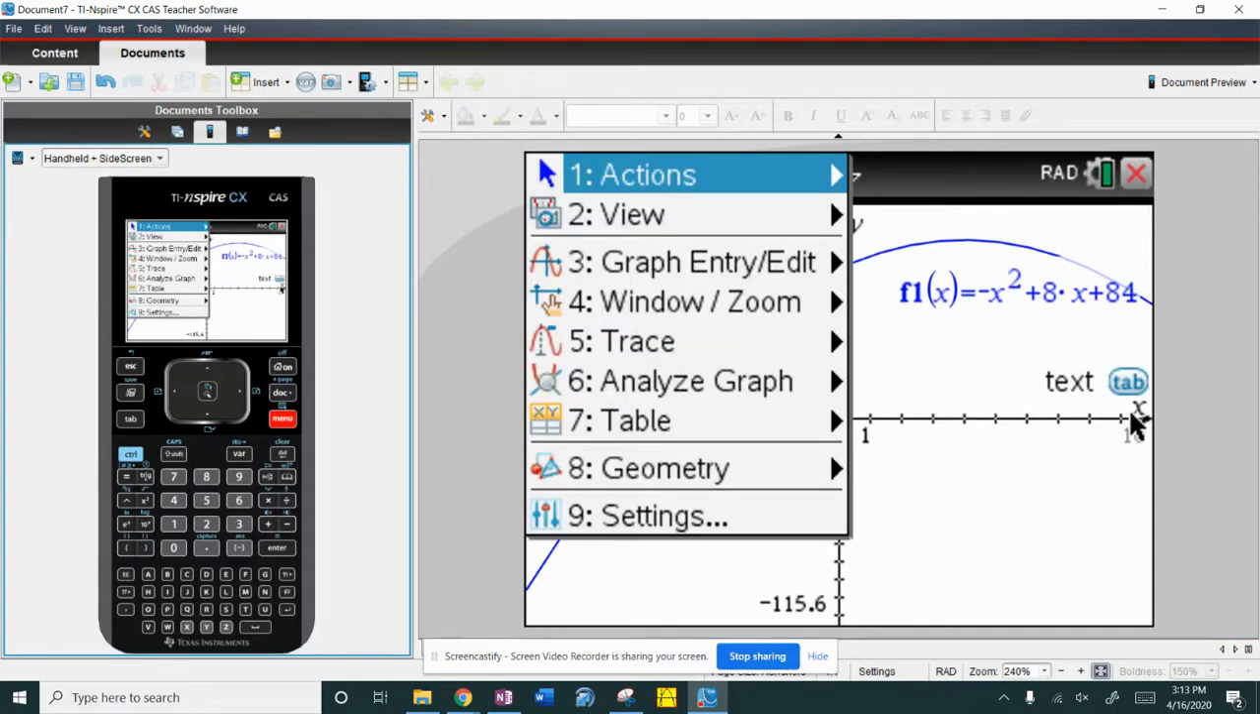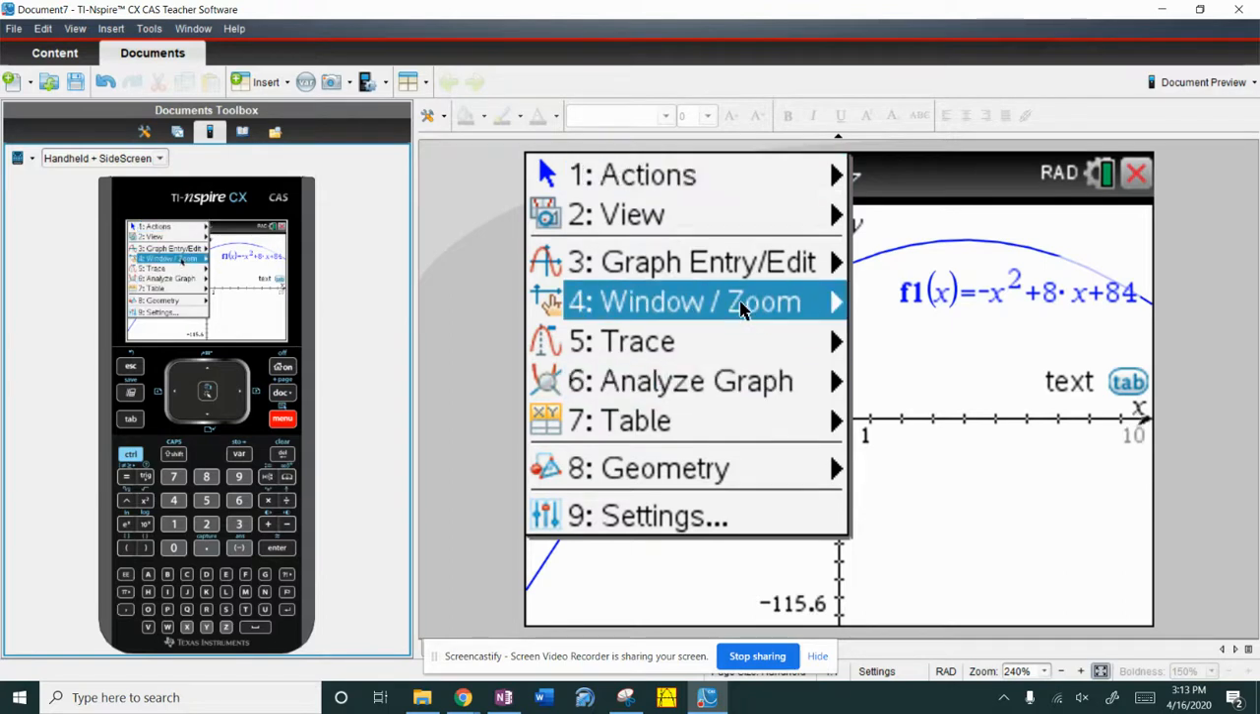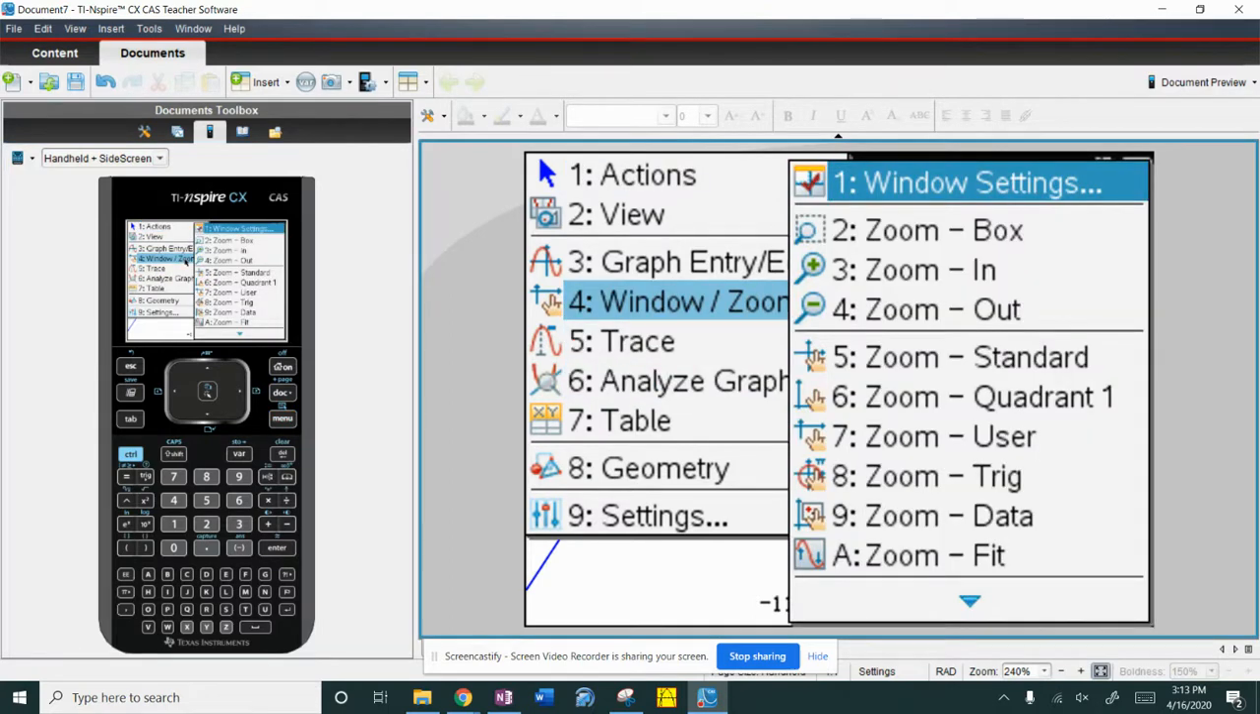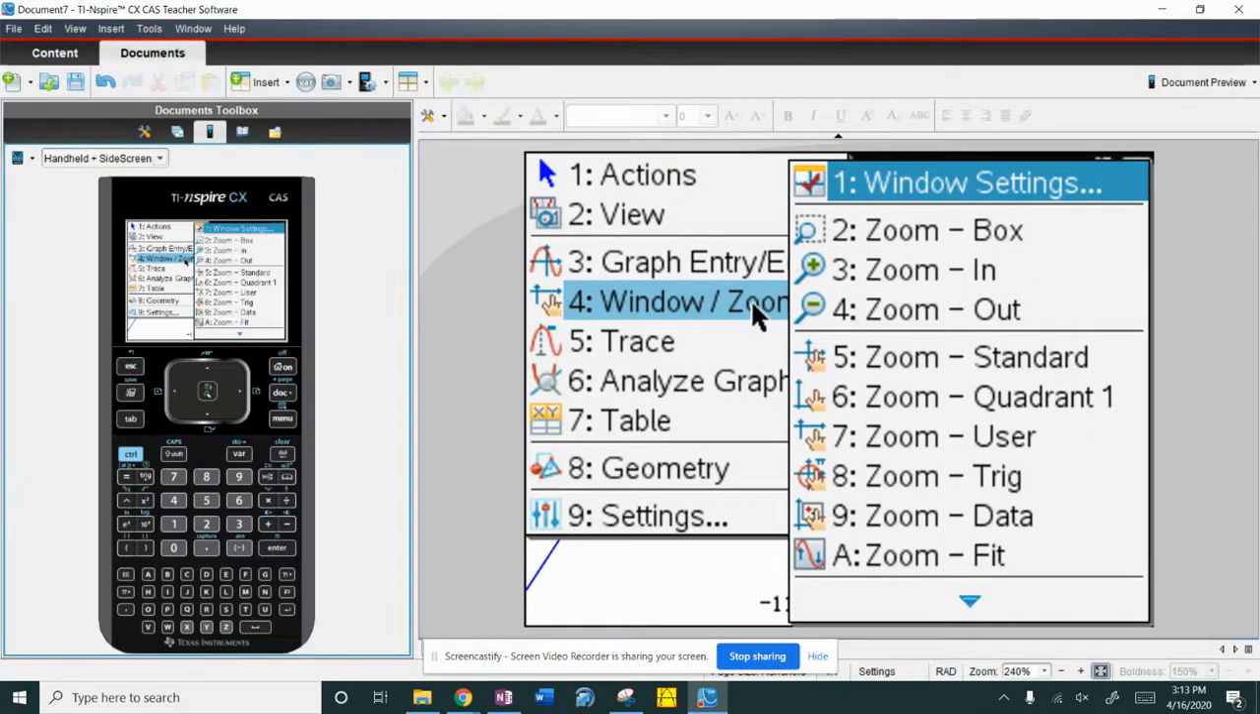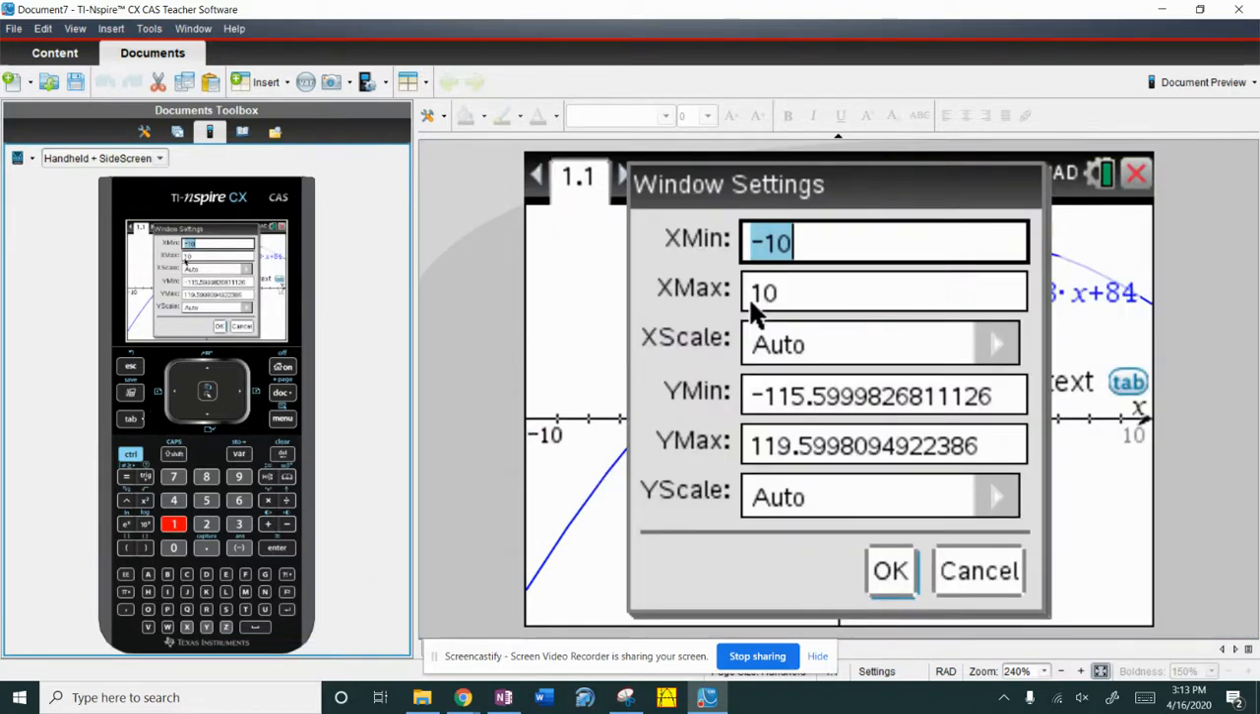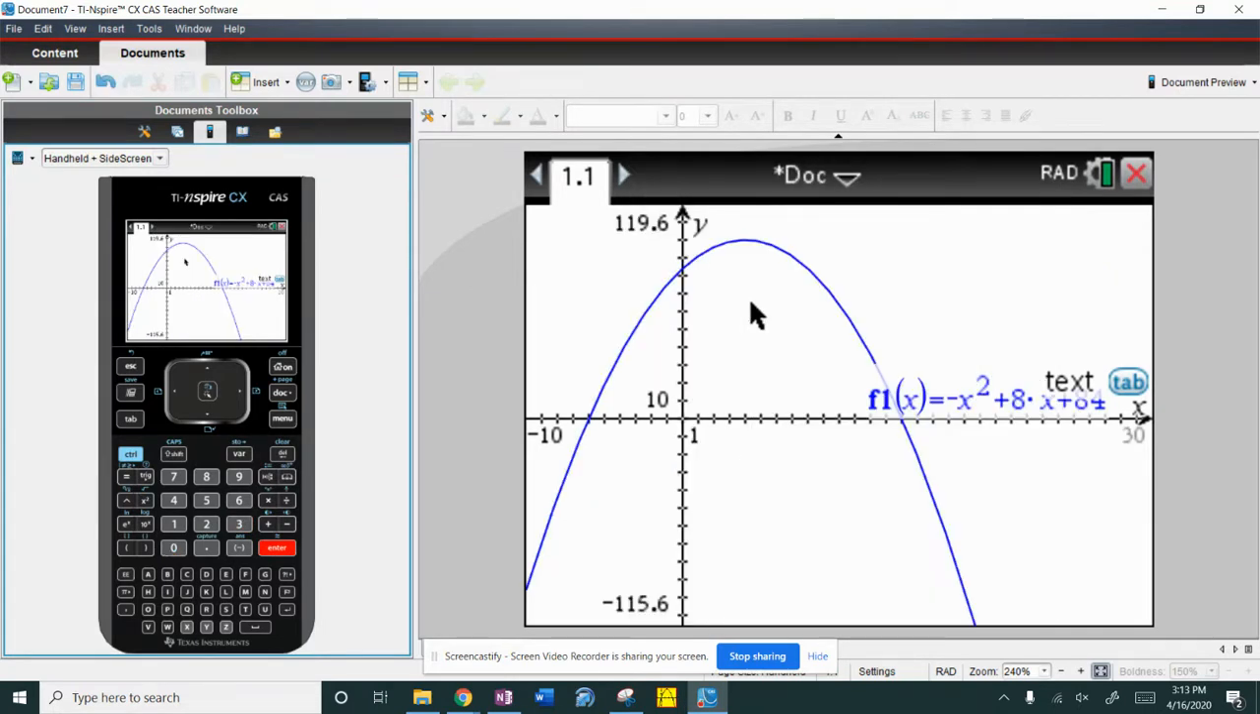So I'm going to go to Window again, to my Window settings. And now the only thing I need to change is my x maximum. Instead of 10, let's make it 30. And now I can see everything.